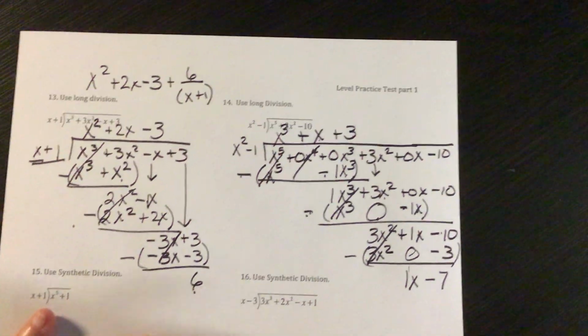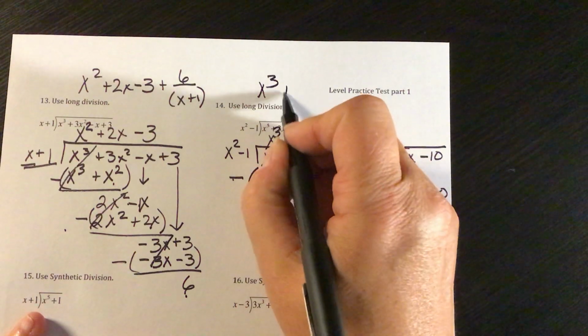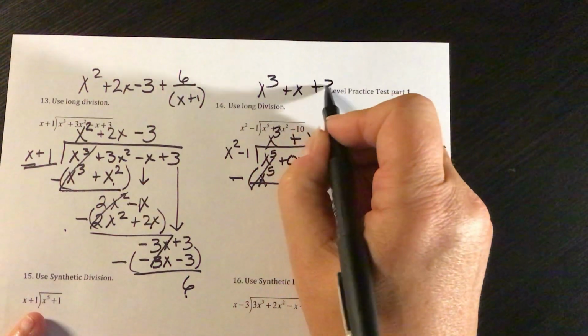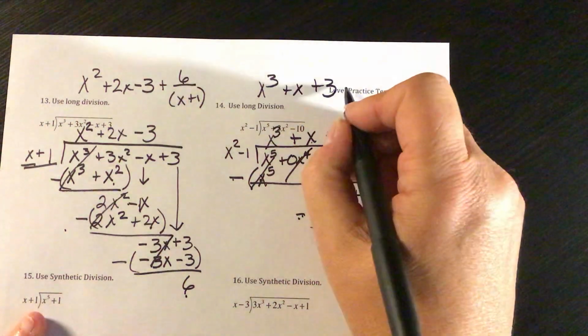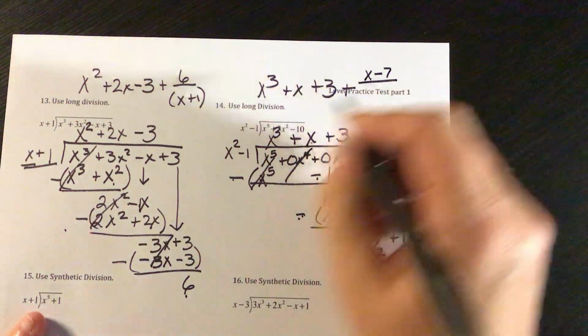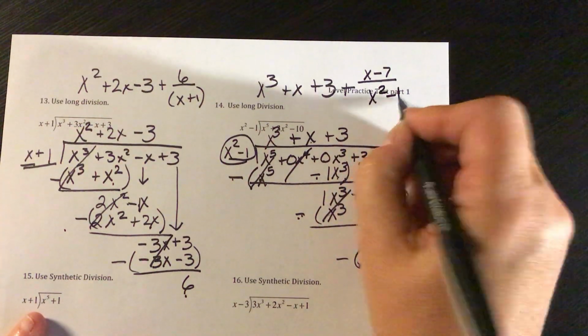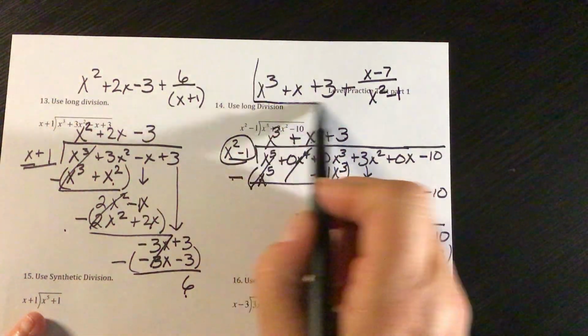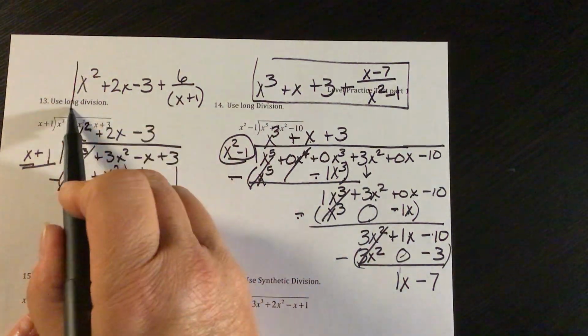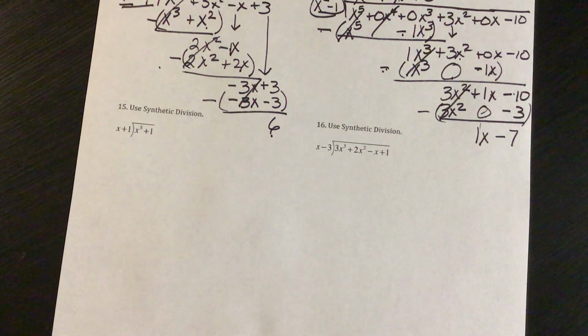So on this one, my answer will be x to the third plus x plus 3 with a remainder of, and I'm adding x minus 7 over x squared minus 1. Okay, so here is the answer for these two. And lastly, we'll go to synthetic division.